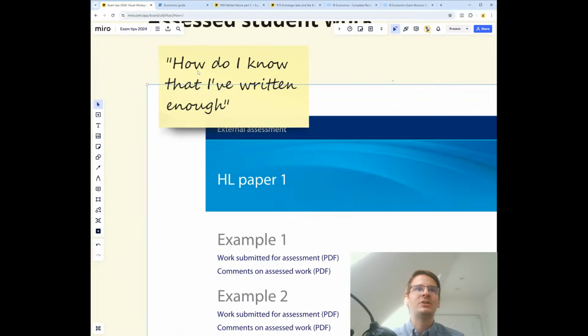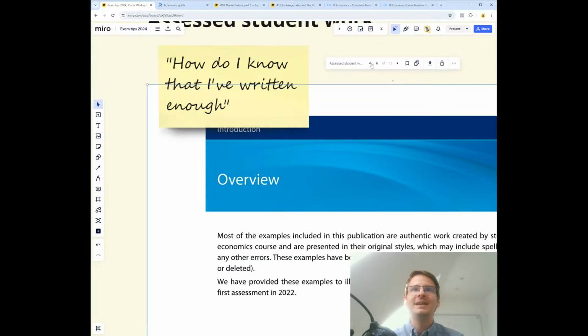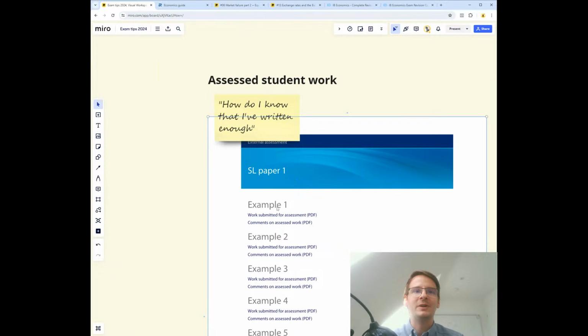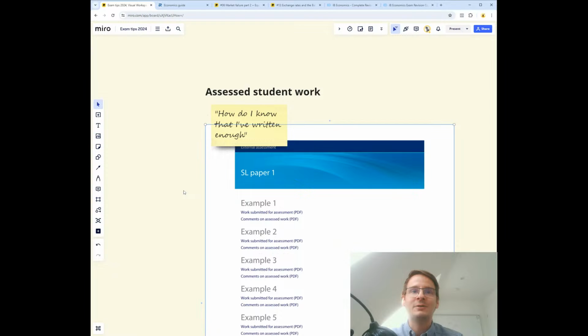I got this question here. How do I know that I've written enough? So what I've done for you guys is I literally counted the words. The example 1 for SL paper 1, that student got 9 out of 10 for the part A. So I literally counted how many words that essay was. It was 395. So just under 400 was enough to get 9 out of 10.